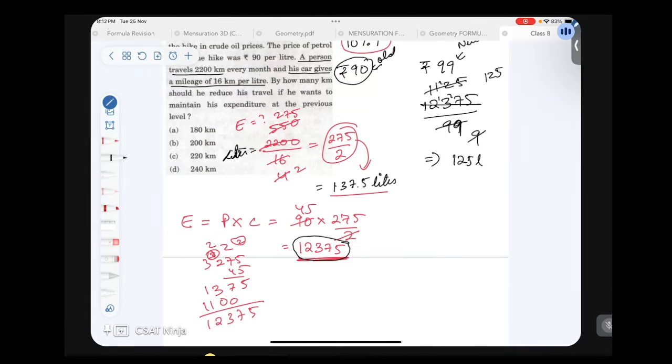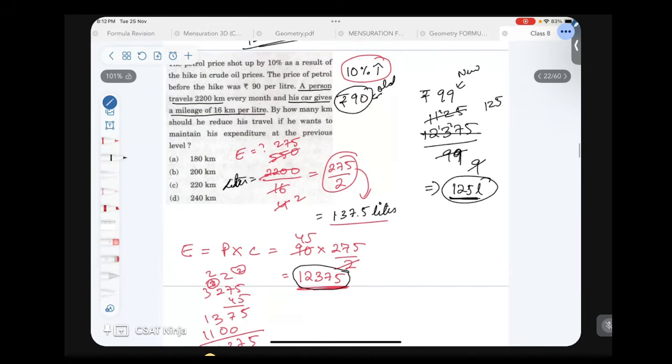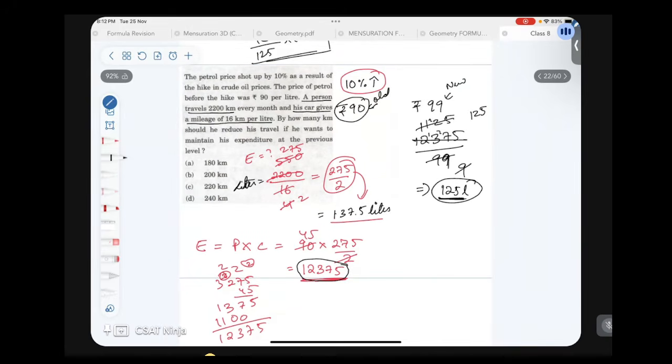So if this is 125 liters, then we need to find the kilometers traveled by 25 liters. Okay. Are you guys following this? So do I need to repeat this part? No. Okay. Let me repeat.